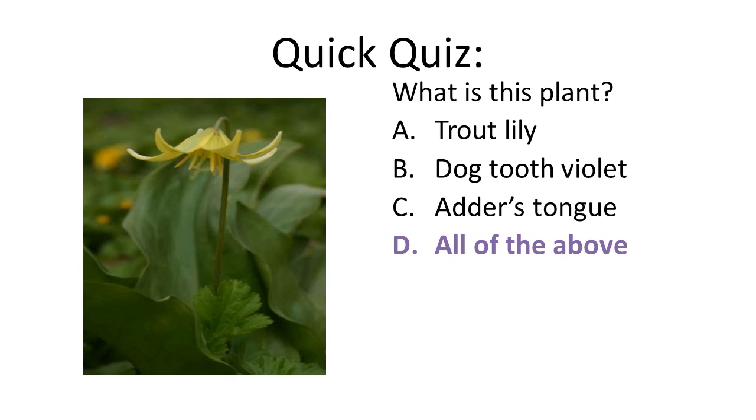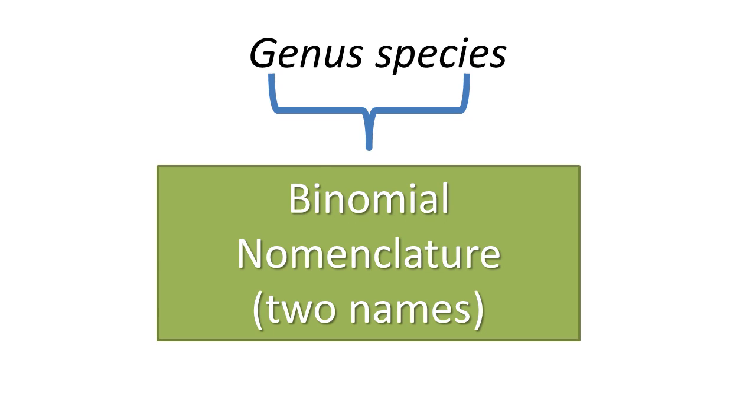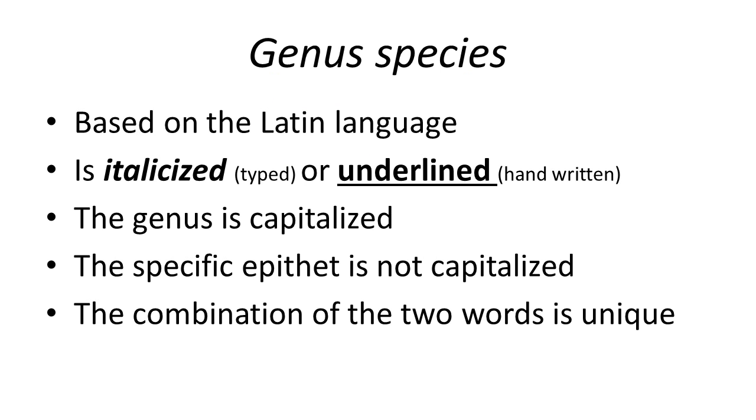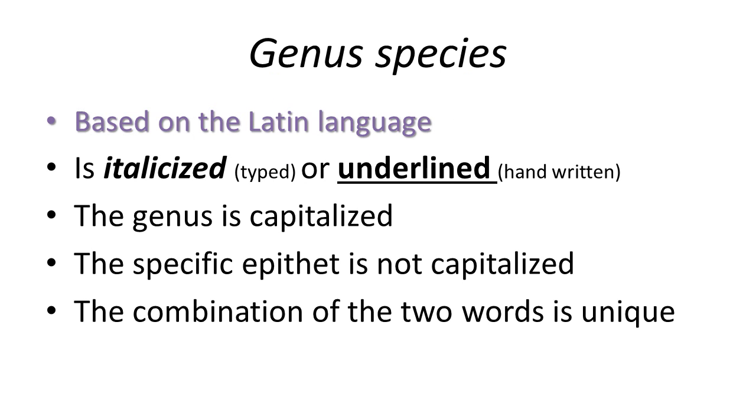Using this quiz as an example, this plant is neither a true lily, nor a true violet, nor a snake's tongue. Binomial nomenclature is the term used for scientific names, meaning two-word names, the genus and specific epithet, seen here as genus, species. There are specific rules for writing scientific names. The names are based on the Latin language. Latin was the universal language of science at the time the system was developed in the 1700s, and it was used across the world.